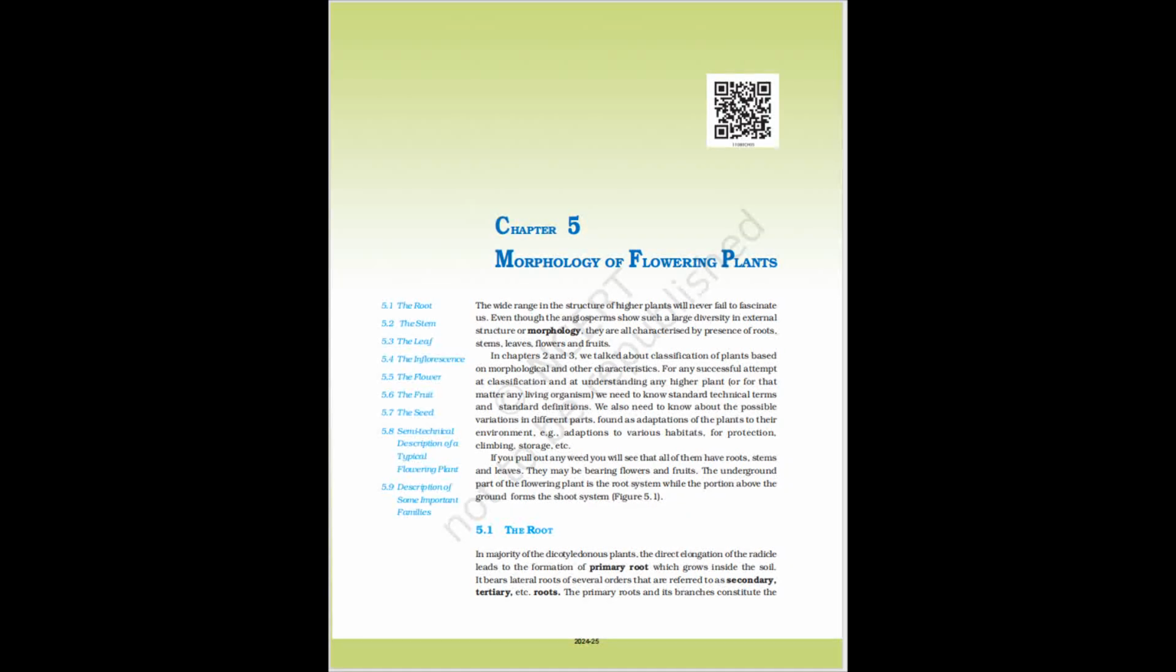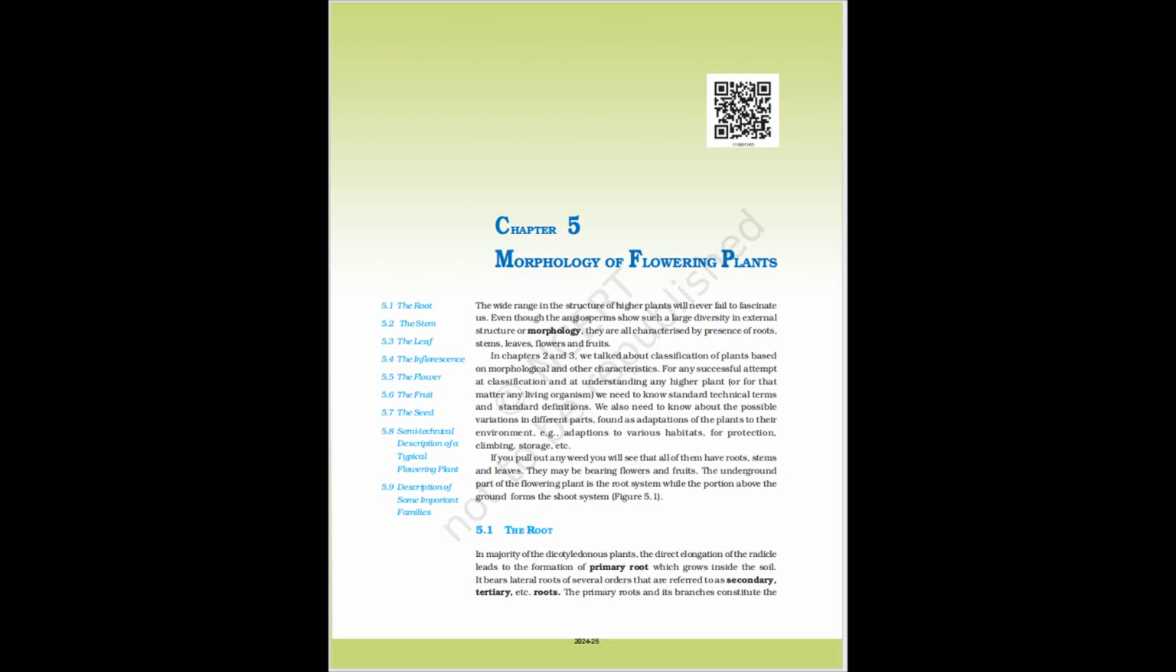5.5.1 Parts of a flower. Each flower normally has 4 floral whorls, viz., calyx, corolla, androecium, and gynoecium, figure 5.10. Figure 5.10 Parts of a flower. Androecium, gynoecium, corolla, calyx, pedicel.